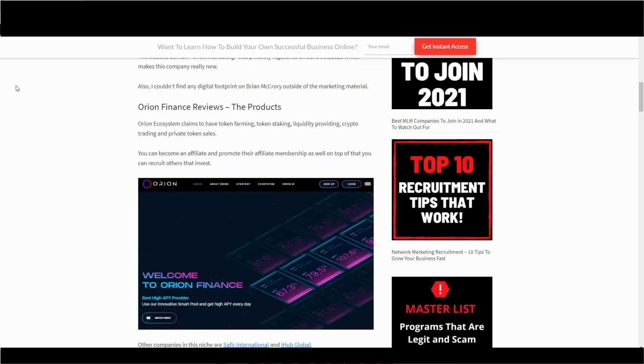Orion Finance products: they claim they have token farming, token staking, liquidity providing, and crypto trading, and they sell private tokens. They do have their own cryptocurrency, and they are leveraging that to have you invest in, and they pay you a return on that. On top of that, you have the ability to become an affiliate and promote the affiliate membership, where you can start recruiting other people and make a commission on them as well. But overall, very vague. They don't really go into details on the website or any proof of how this is actually working. It is just all talk at this point.